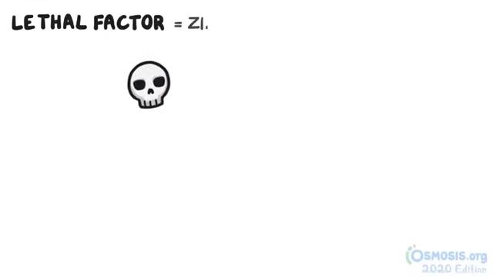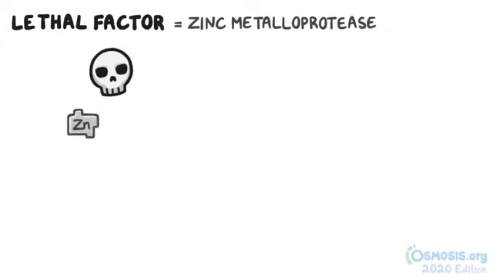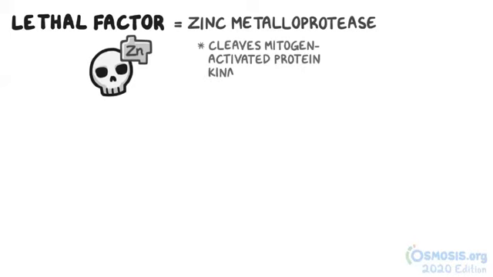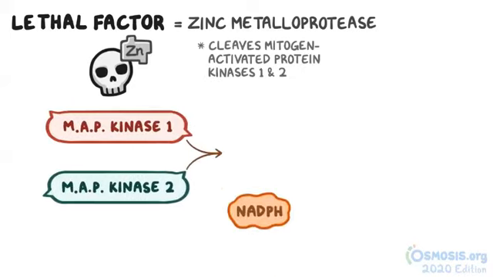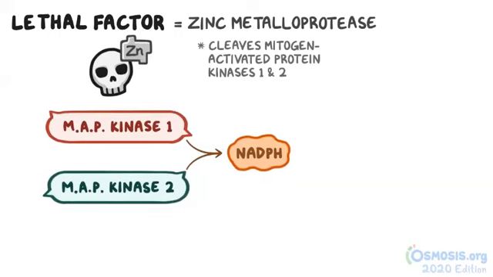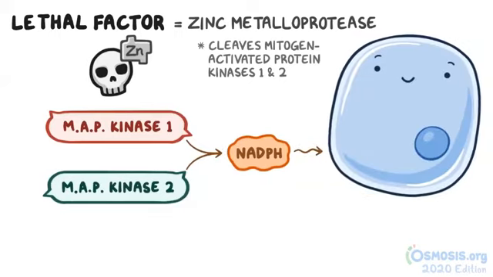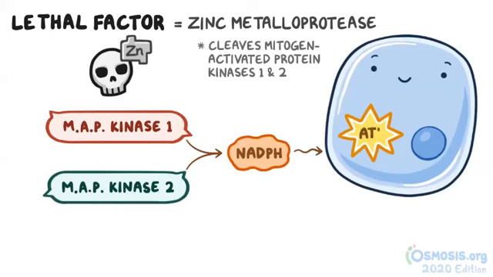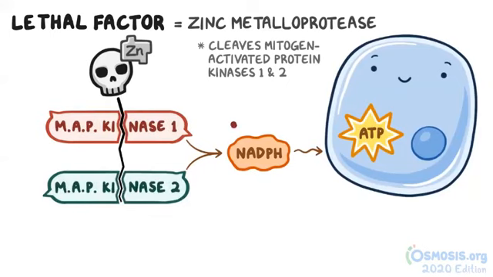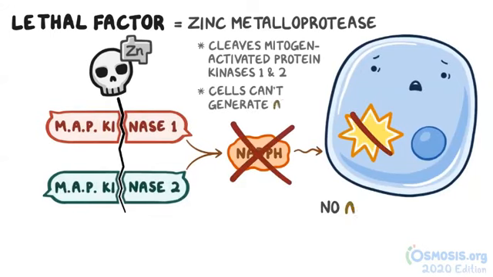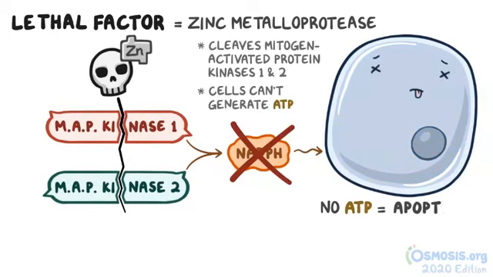Lethal factor is a zinc metalloprotease, which is a protein that utilizes zinc as a cofactor to cleave mitogen-activated protein kinases 1 and 2. These enzymes help to make NADPH, which is an important cofactor in other biochemical pathways that allow cells to generate energy in the form of ATP. So when lethal factor cleaves these enzymes, cells can't generate ATP anymore, and eventually die through apoptosis, or programmed cell death.